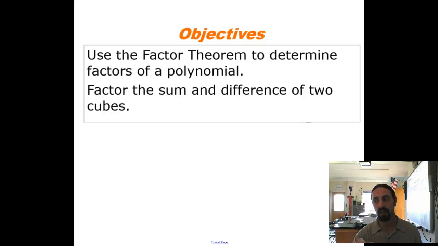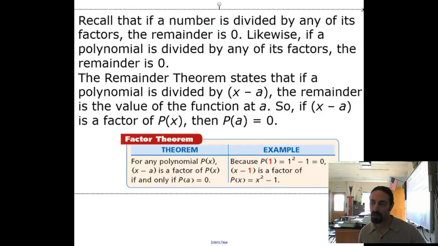Today, I want to talk about factoring polynomials. We're going to look at the factoring theorem and introduce a couple of additional remarkable identities. So, recall that if a number is divided by any of its factors, the remainder is 0. Likewise, if a polynomial is divided by any of its factors, the remainder is 0. And this is where that synthetic division that we looked at on Tuesday of last week really comes into play. Because according to the remainder theorem, if a polynomial is divisible by one of its factors, then the remainder is 0.